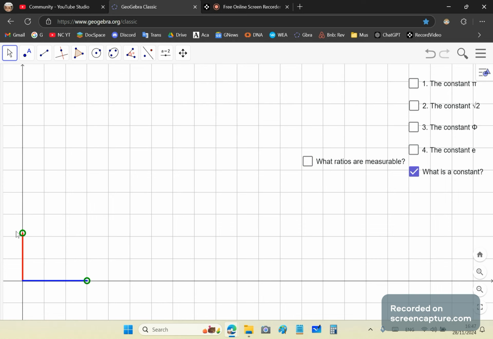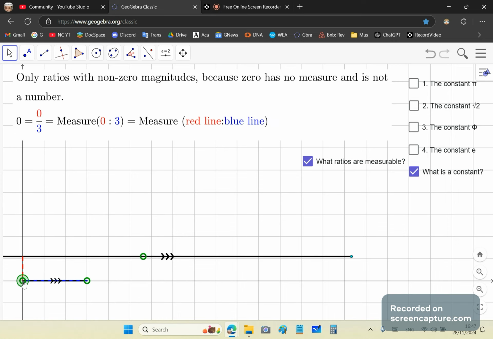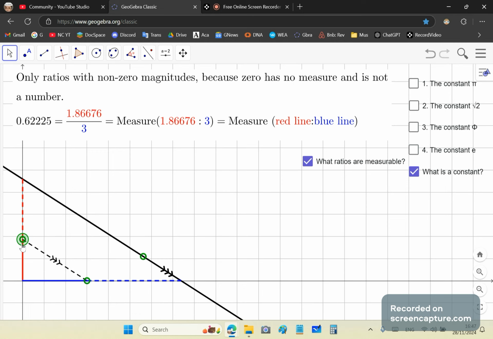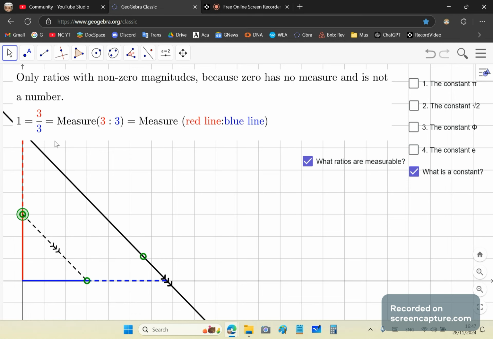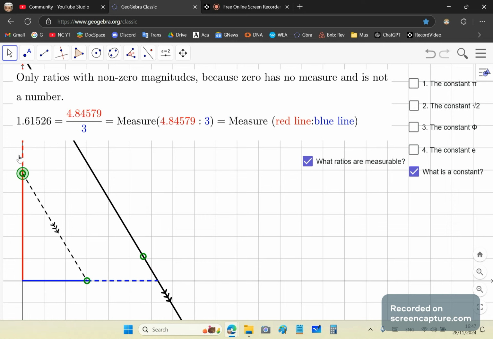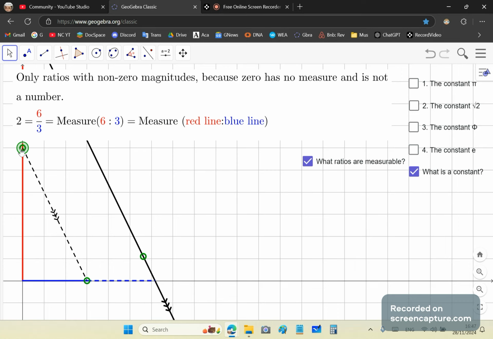So let's do this. If you do this, what are you going to measure with the blue line? There's nothing to measure, okay? But now there's something to measure there, right? Do this, nothing to measure. Do any of these here, and you have measurements, okay? So if you say the measurement of 3 by 3, it's 1. The measurement of 6 by 3 is 2, isn't it?